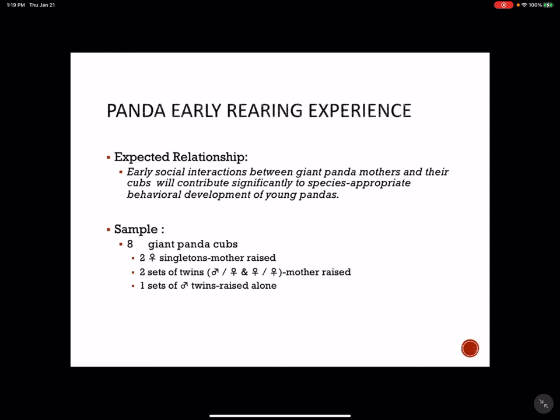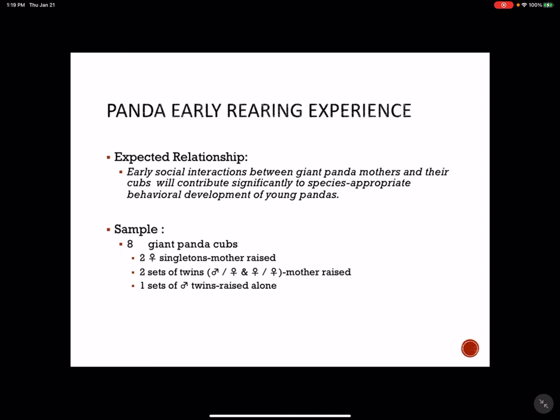And they tested it at a panda raising facility somewhere in the United States. Their sample was a small one because it's hard to get panda cubs. They're an endangered species. They had 2 male singletons, mother raised, and singleton means just one baby at a time. They had 2 sets of twins, a male-female set of twins and a male-male set of twins who were raised by their mother. These are not all the same mother.